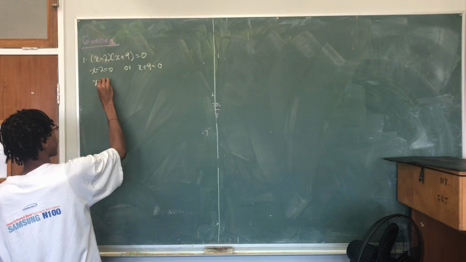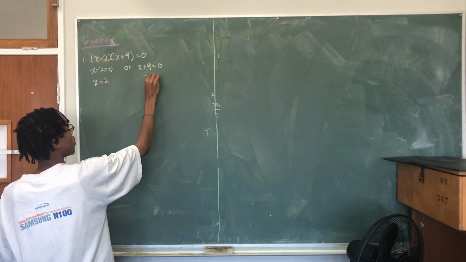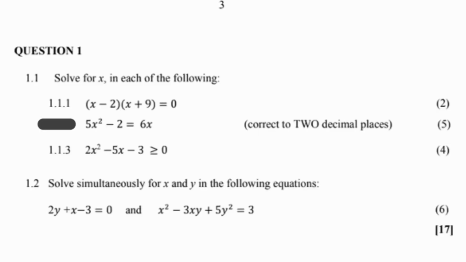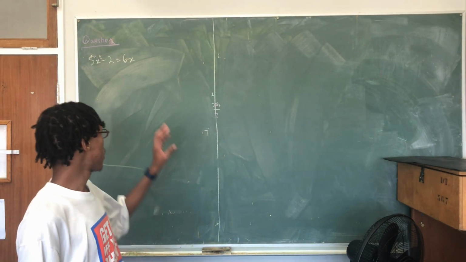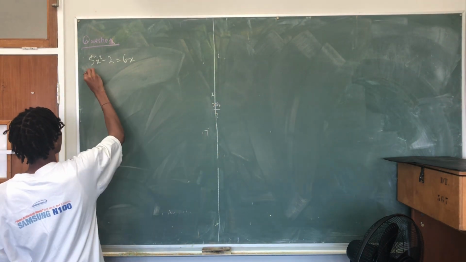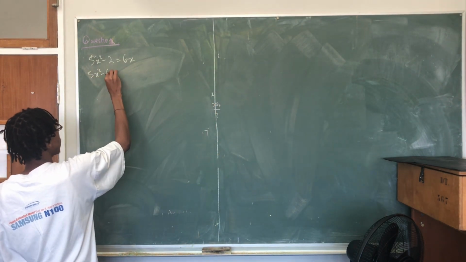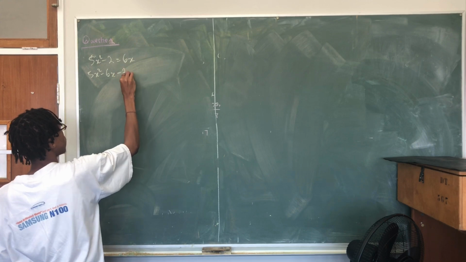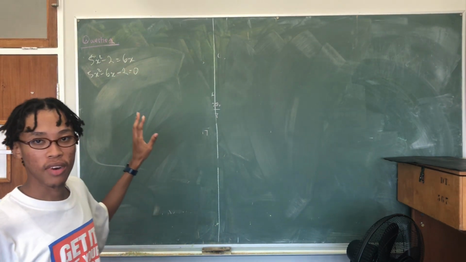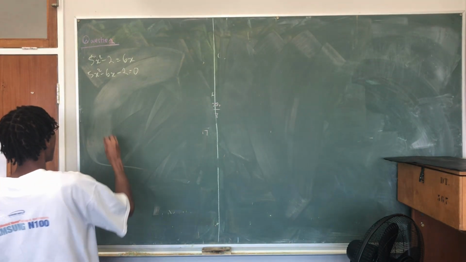And then x is 2, or x is equal to -9. With this one, the first thing that we're going to do is transpose the 6x. And then we can use our quadratic formula to find the factors of x.